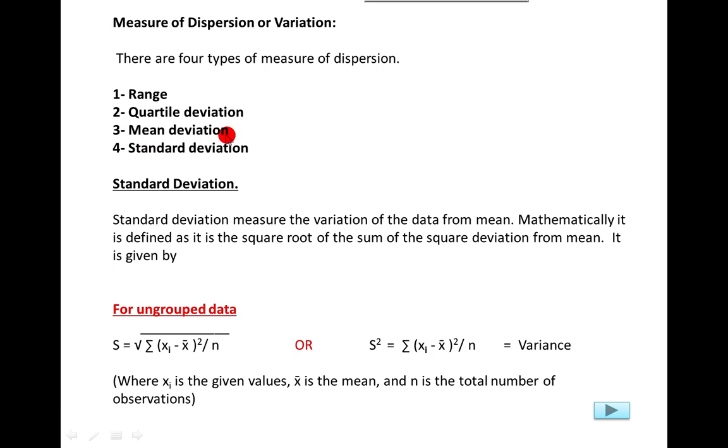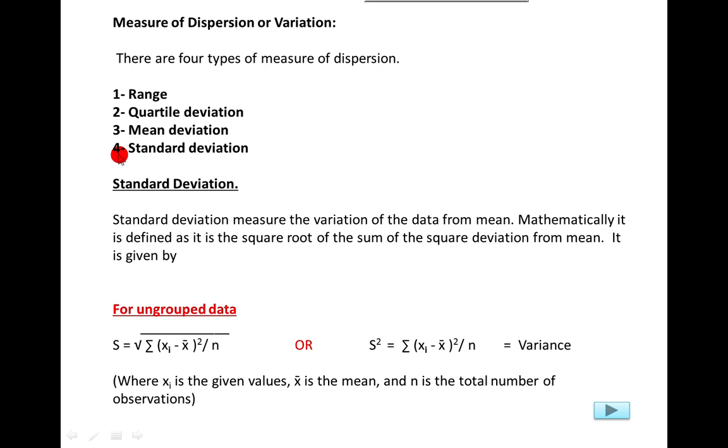Number third, mean deviation. In mean deviation, we find or measure the variation of the absolute value of the data from mean. Absolute values means if the result of the midpoint and mean is negative, we convert into positive. We ignore the negative sign. And this is also the drawback of the mean deviation, because we convert both negative and positive values into positive values. But this is also not included in your syllabus.